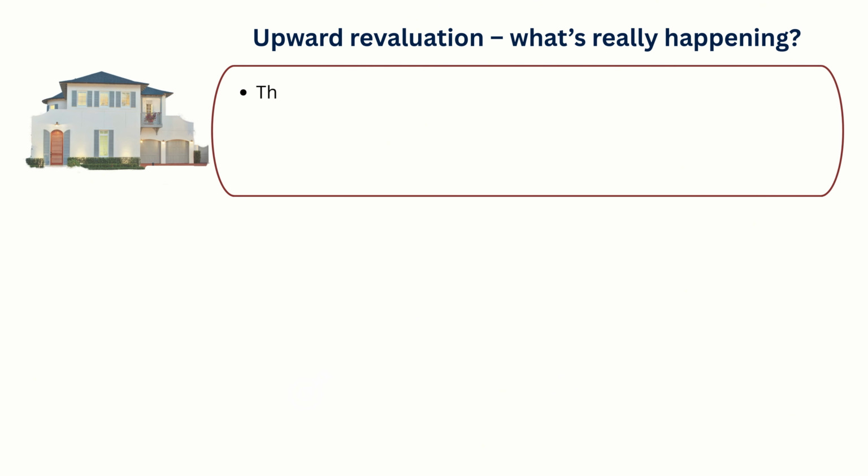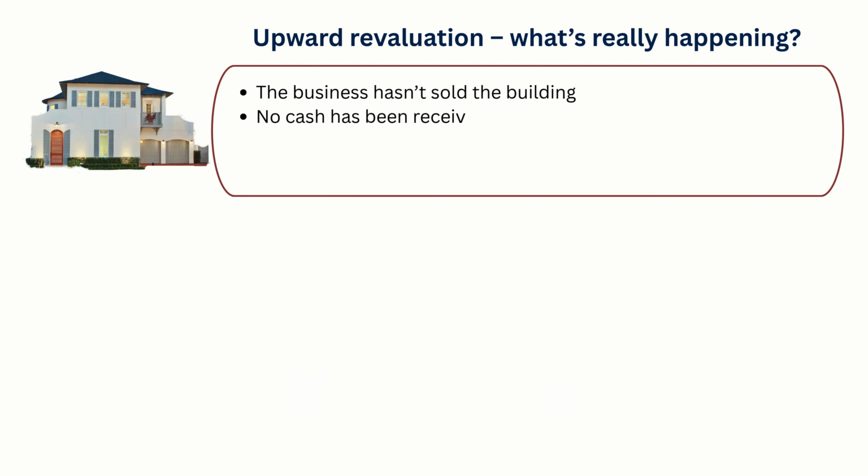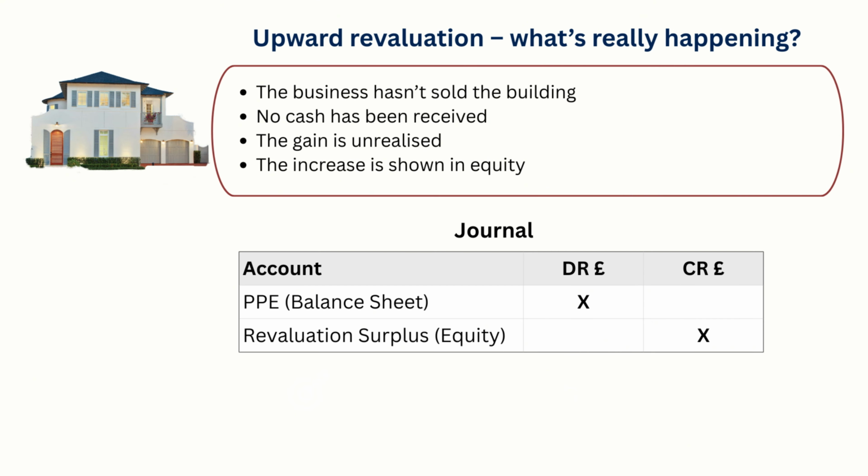What's really happening in upward revaluation? Let's say a building was bought years ago and is now worth much more. The business hasn't sold the building, no cash has been received. So even though the asset is more valuable, the gain is unrealized. That's why upward revaluations are not treated like normal income. Instead, the increase is shown separately, usually in equity, not a trading profit.